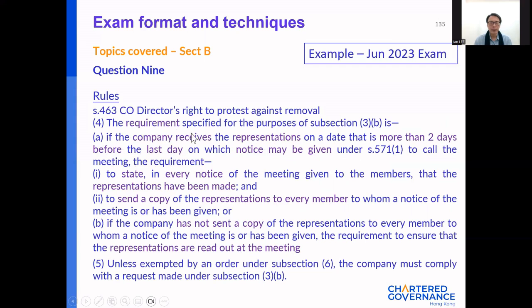And then the requirement here is about if the company receives the representation too late from the director, then of course you can subsequently send a copy to the members later on, or you can have it read out at the meeting. So it's not exactly the same way, but you can achieve the same outcome.